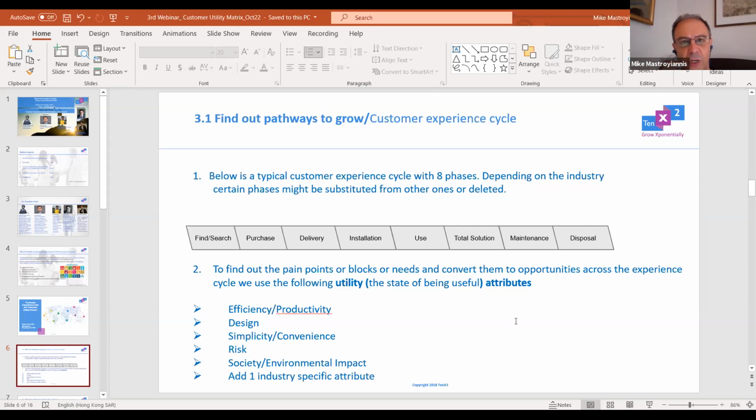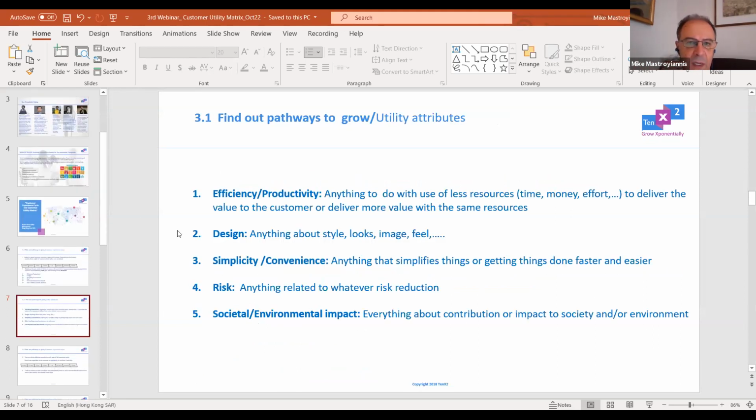The method we use is to use various attributes, important attributes like efficiency and productivity, design, simplicity and convenience, risk, and society and environmental impact. We use these attributes to find these pain points and convert them to opportunities. How we do that is, first of all, you need to understand the definition we give for efficiency, productivity, design. As you see here, I will not go line by line, but most of you understand the definition of efficiency or productivity.